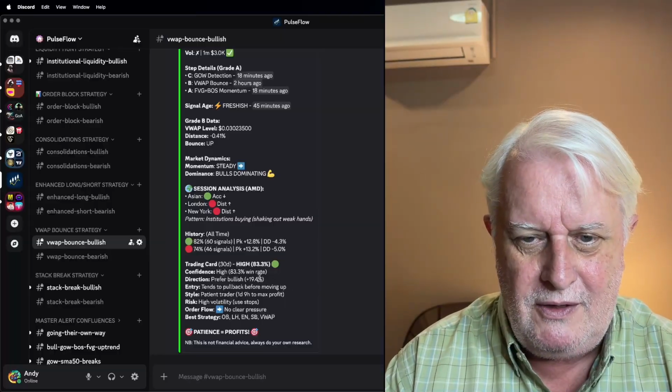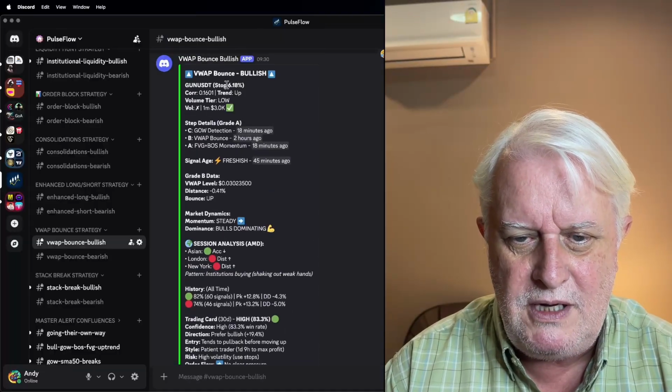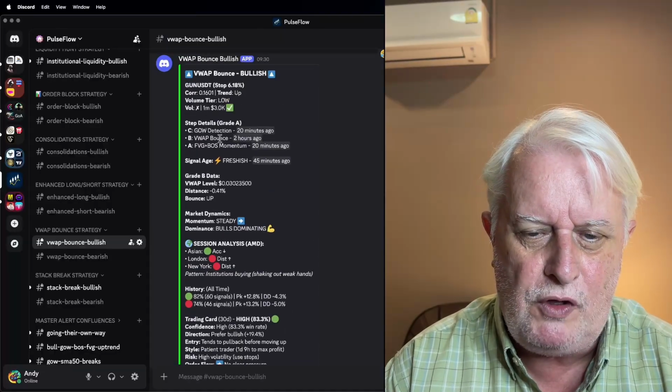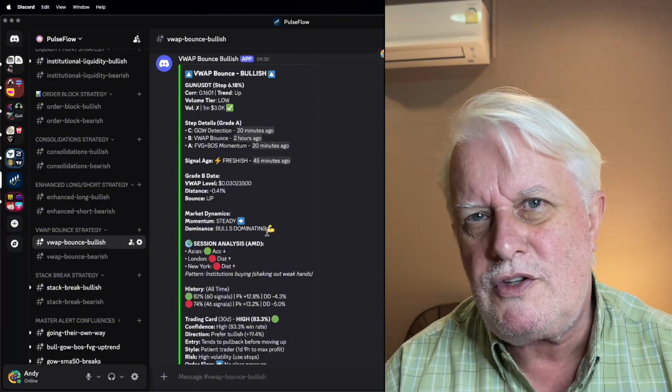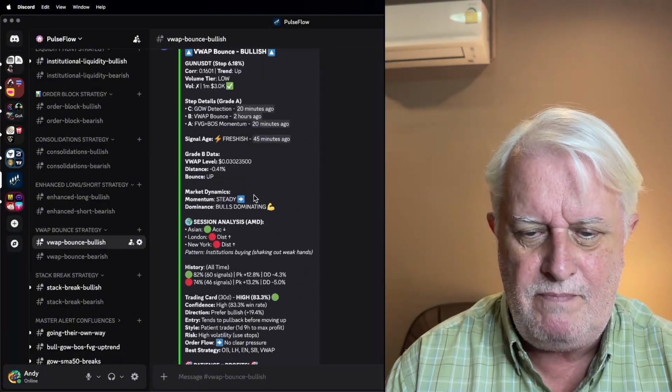So let's have a look at something else. The stop loss it's recommending is just over 6%. It's a low volume tier, $3,000 a minute traded on Binance.